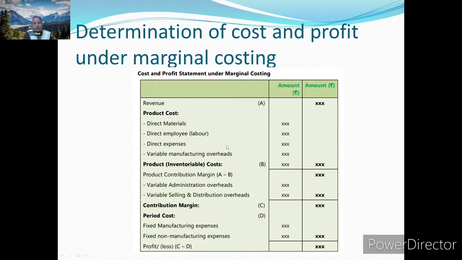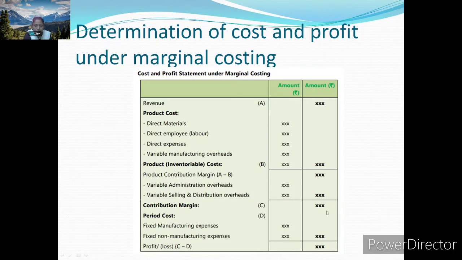You can understand that is how the profit, the cost and the profit should be calculated under the marginal cost. Let us see first. We have to see the product cost, that is the revenue under A. We will see these four: direct materials, direct labor, direct expenses, variable manufacturing costs. We have to consider. In this, we have to deduct the B, that is production contribution margin, variable administration overheads, and the variable selling and distribution.